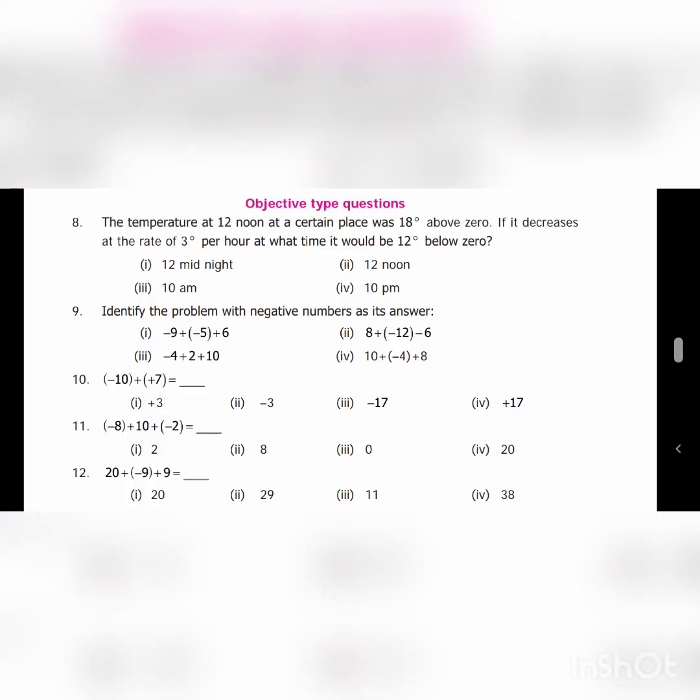Now children, these are your homework sums. Today you are going to solve these 5 sums, objective type questions 8 to 12. I just explained how to do these sums. Now the first one is 8.1. The temperature at 12 noon at a certain place was 18 degrees above 0. If it decreases at the rate of 3 degrees per hour, at what time would it be 12 degrees below 0?